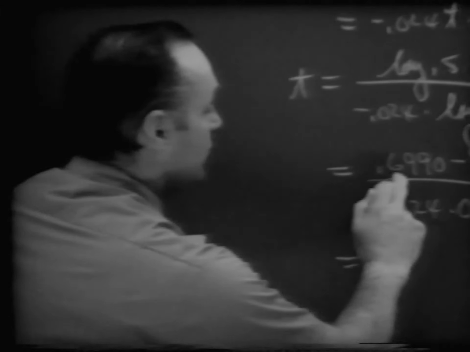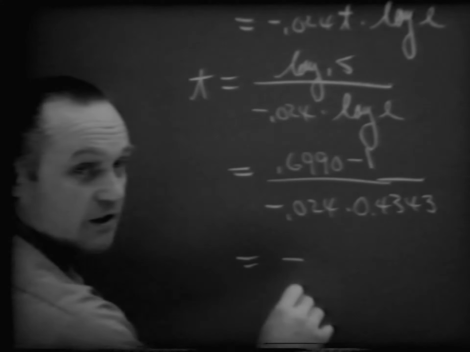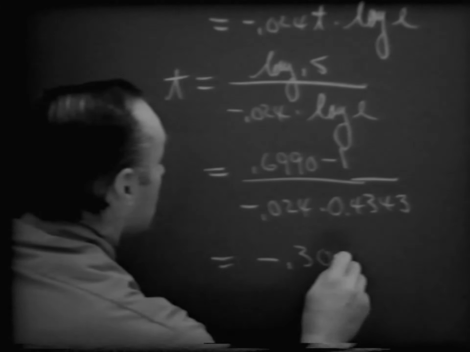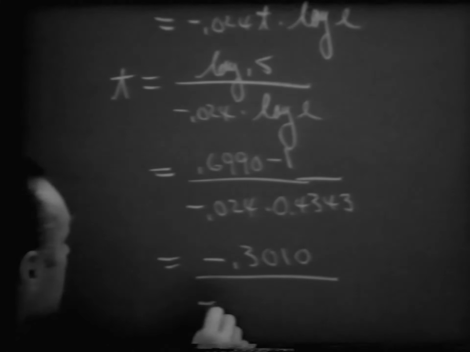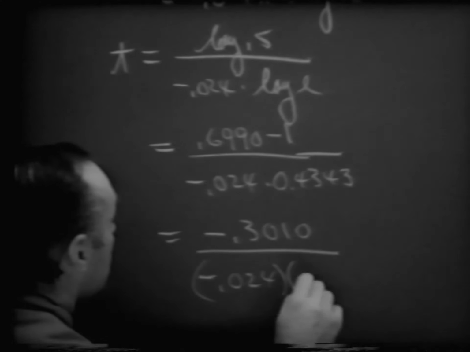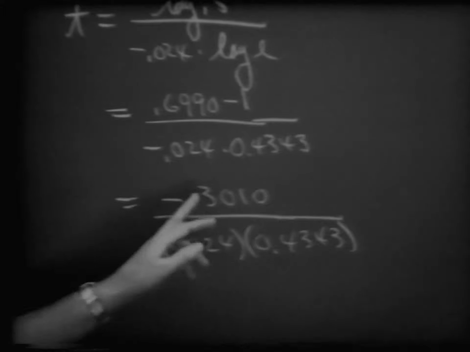Now, 0.6990 minus 1 is what number? If you were to subtract 0.699 minus 1.000, you'd have what? A negative, what? 0.3010. Let's take that out to 4 places. In the denominator, it's a negative 0.04 times, and here we have 0.4343. Again, this is a problem in arithmetic.